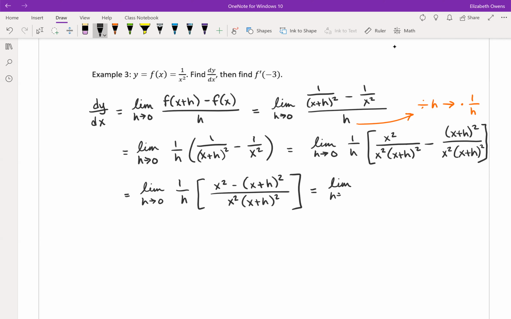Okay. And we're just doing some algebra here. We're going to try and simplify things down. So we've got x squared and then minus, okay, x plus h squared would be x squared plus 2xh plus h squared. There we go. Keep that denominator. All right.